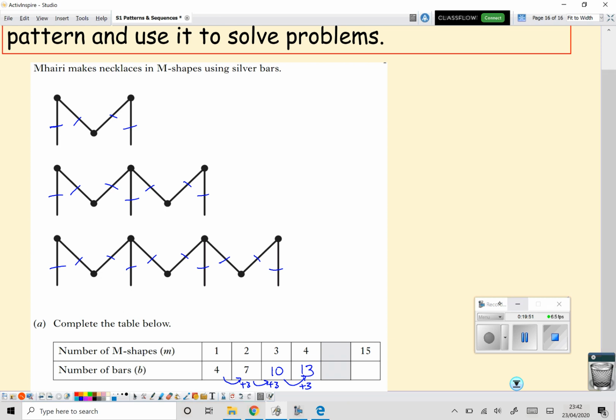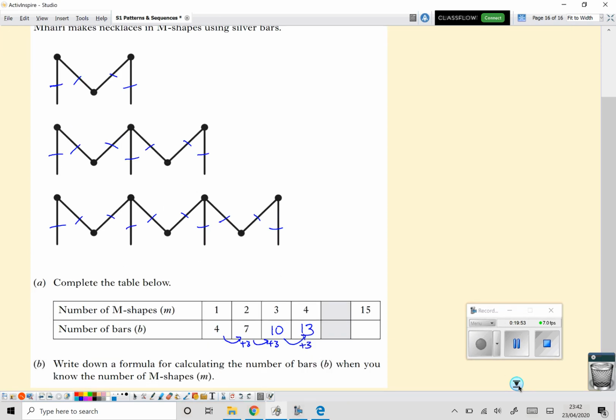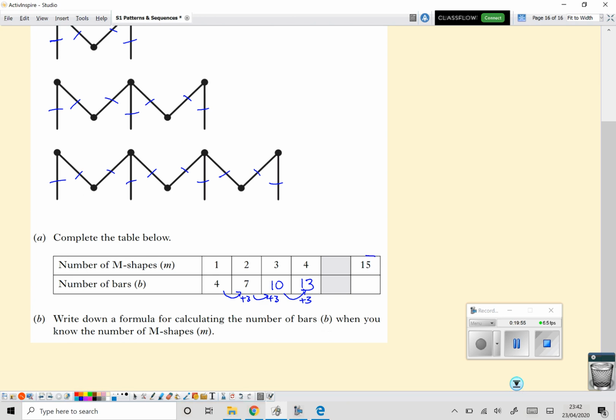Right, now what I would suggest you do, in order to fill in the value for 15 M shapes, is work out the formula, right? And if you work out the formula, then you can go back and fill in the amount of bars you need for 15 M shapes.